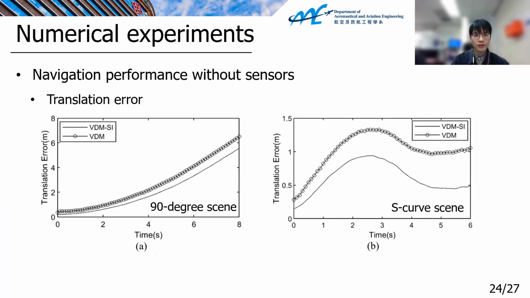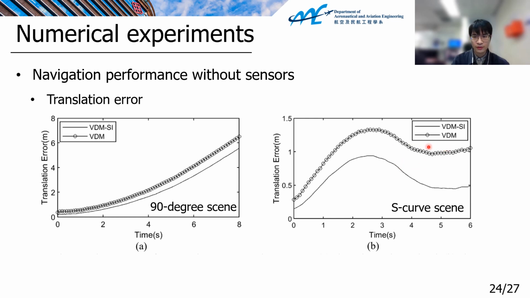We plot the translation error of VDM and VDM-SI in the two scenarios, that is, the difference between the estimated pose by VDM or VDM-SI and the measured pose by sensors in the separate program. In the left figure, we can see the translation error of VDM-SI is consistently lower than that of VDM, although all of these errors increase with time. And in the right figure, although the shape of the error curve is different from the one in the left figure, the result is similar.